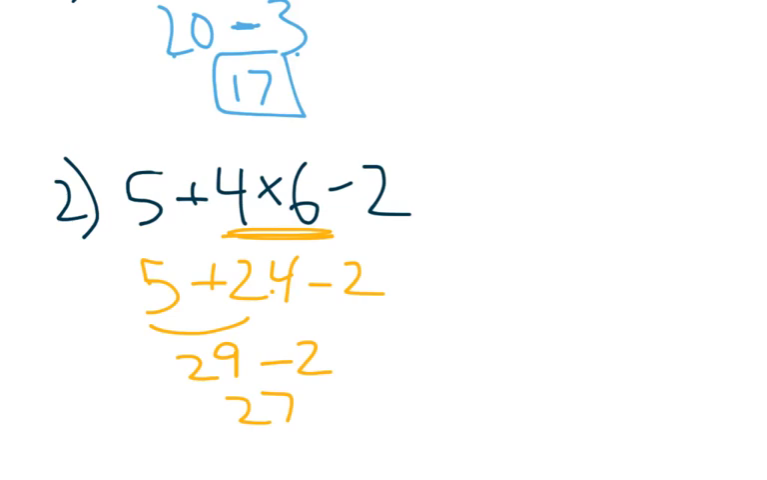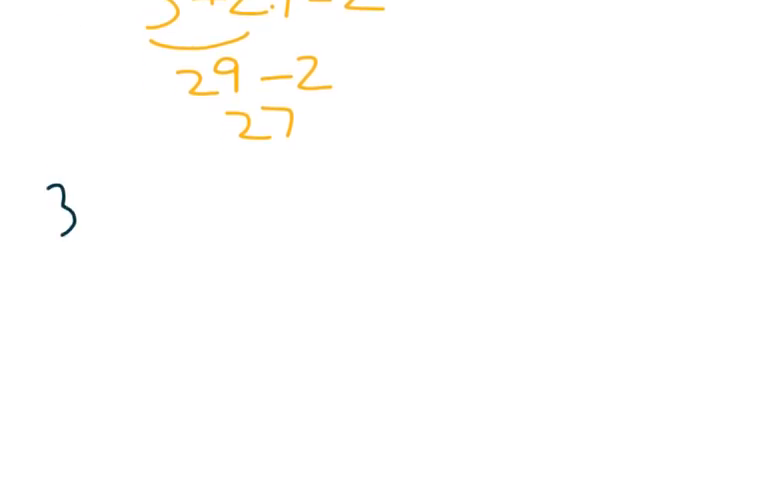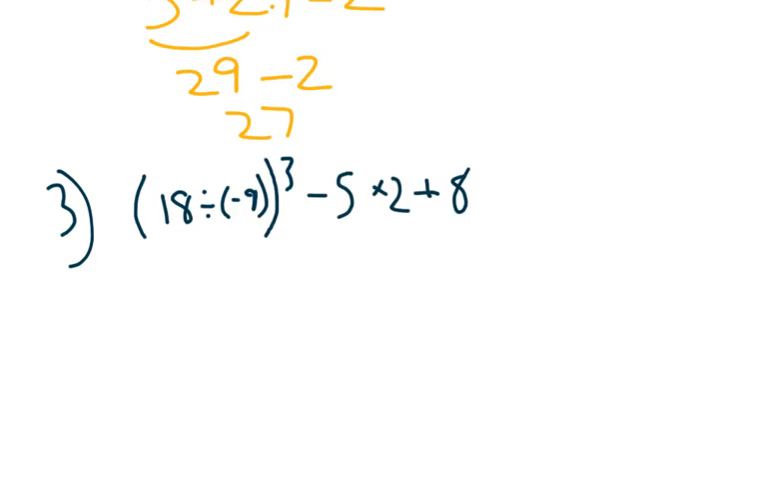So that's some great basic examples. Let's now kick it up a notch. Let's consider this problem. The quantity of 18 divided by -9, all raised to the third power, minus 5 times 2 plus 8. Okay, so now we have to do our parentheses first.